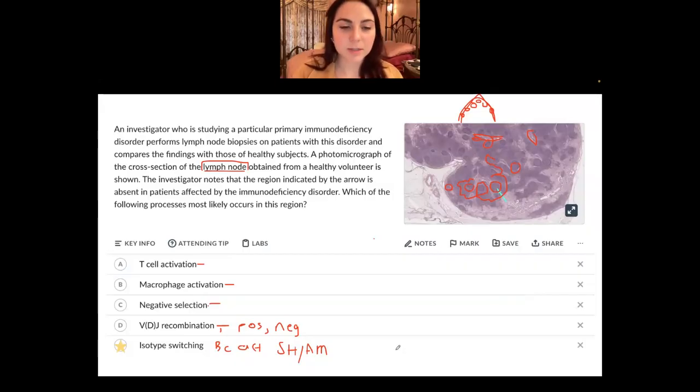VDJ recombination is specifically talking about B cells. VDJ happens in the bone marrow. Positive and negative selection of B cells, they're specifically talking about that B cell receptor, also happens in the bone marrow. Remember, you want this to happen before it's allowed to leave to the periphery.